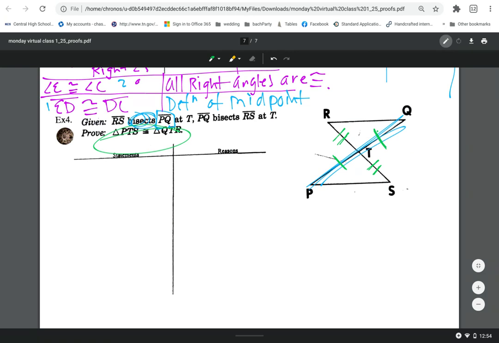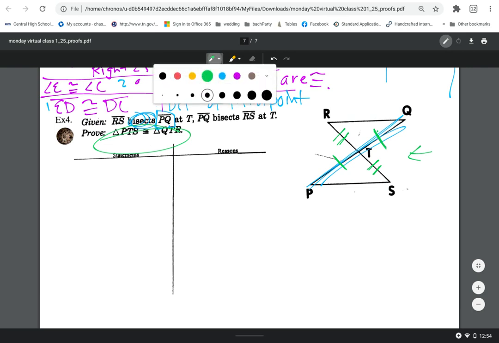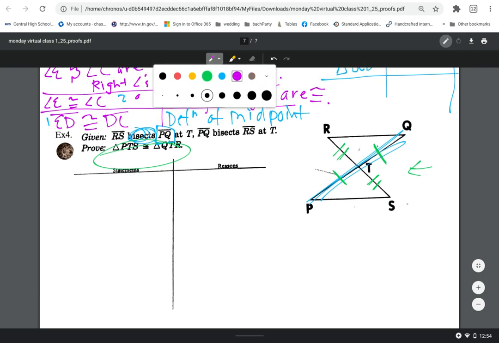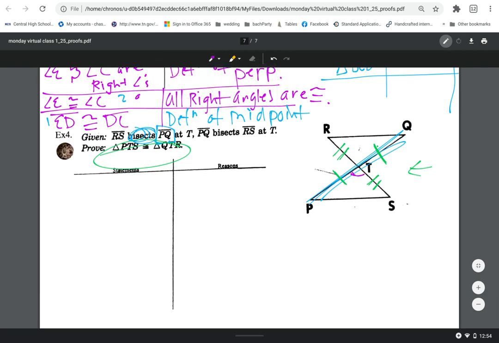So in our labeling here, we only have 2 congruent parts. We have a third. We have that these 2 angles are congruent. Why are those 2 angles congruent? That'll come up later. We need to know. Okay, those are vertical angles. All right, so I have 3 congruent parts. Yes. So I can prove these 2 triangles are congruent.